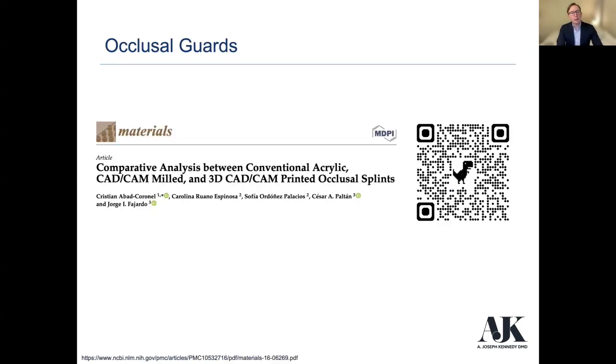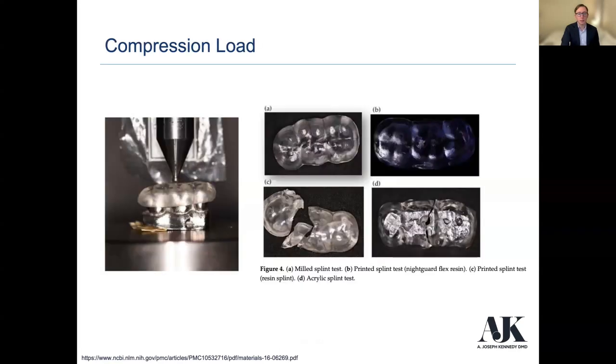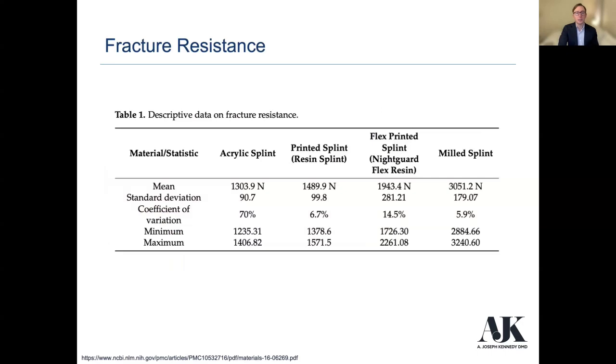When we look at conventional acrylic, CAD/CAM, or 3D printed occlusal splints, again, I just want to emphasize this is just another study that showed that, hey, we took a couple of different types. We've got acrylic splints, we've got 3D printed samples, and we've got the milled splints, as you can see here. We put them on the benchtop. We pretty much just pound into them as long as we can until they either break or not and see what they can withstand. And then we look at the deviation here.